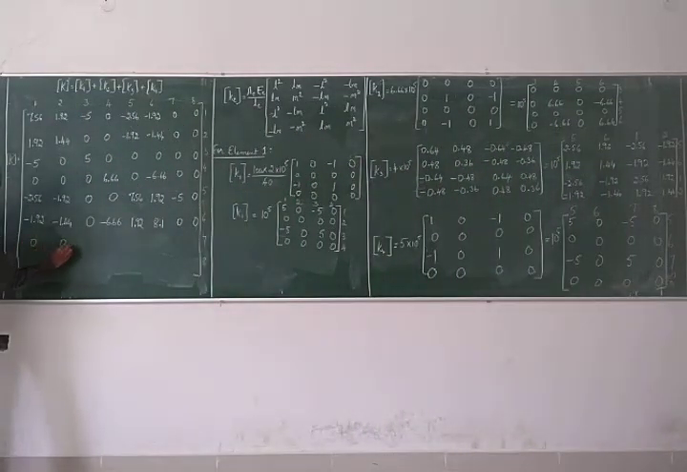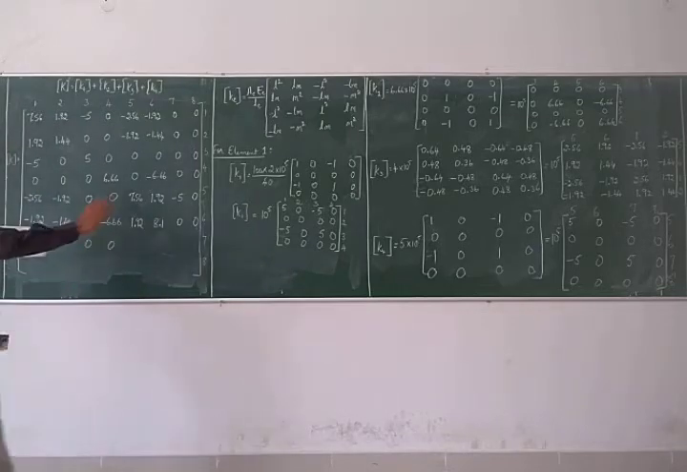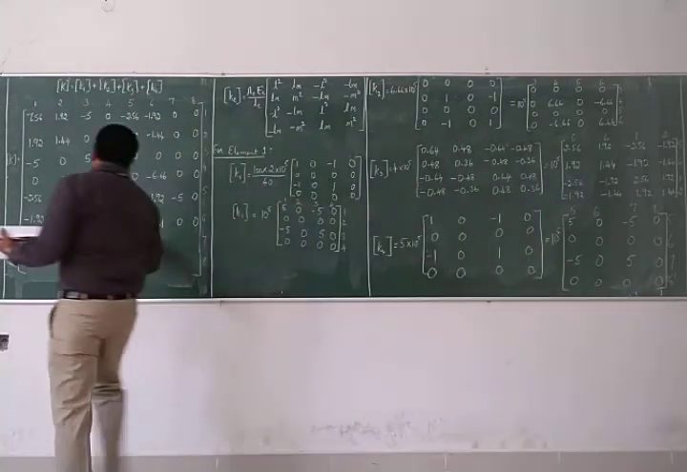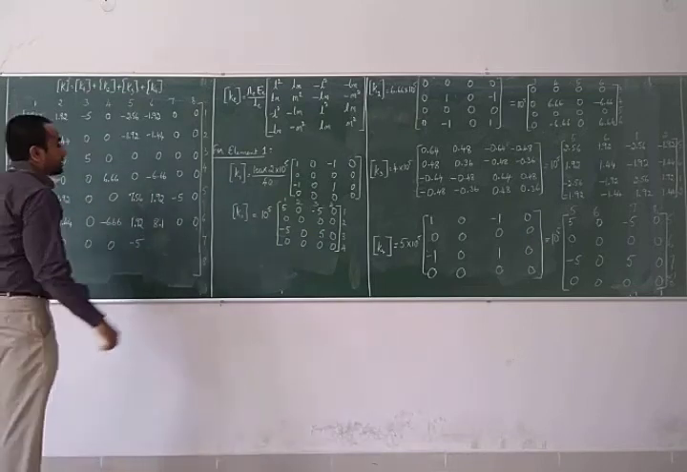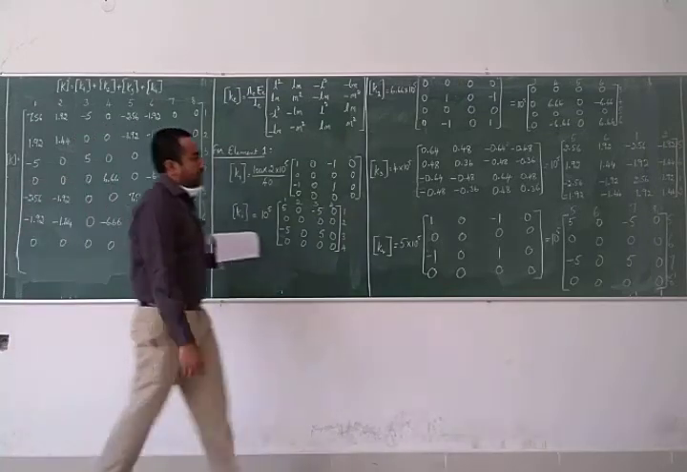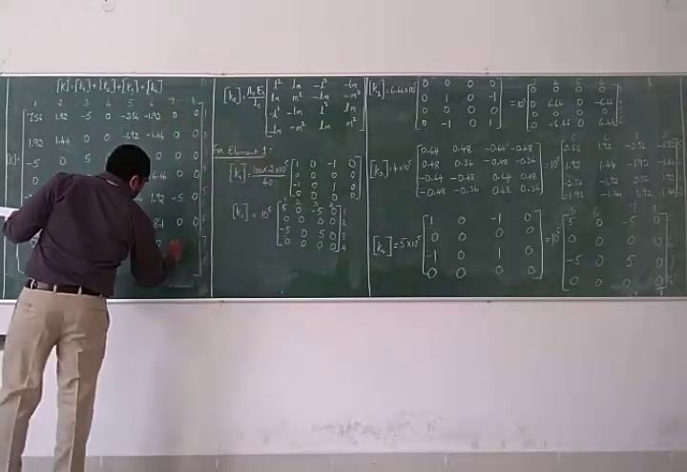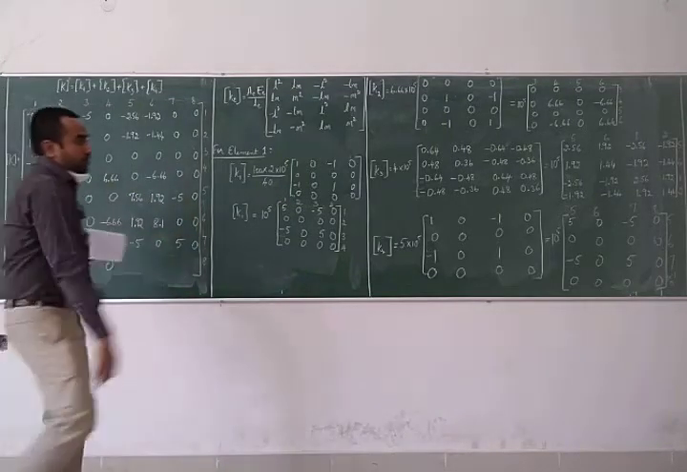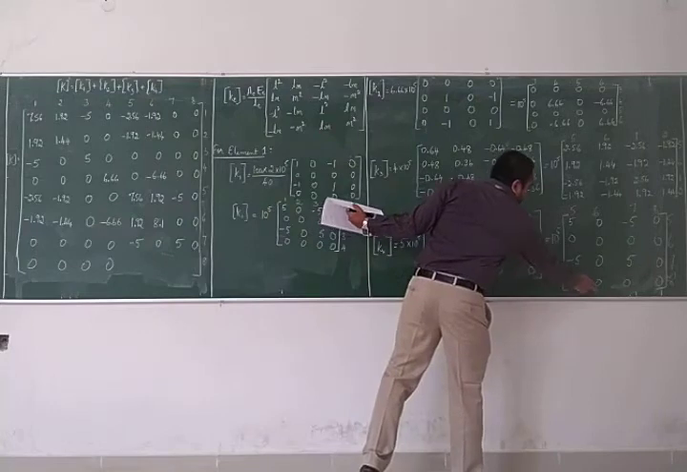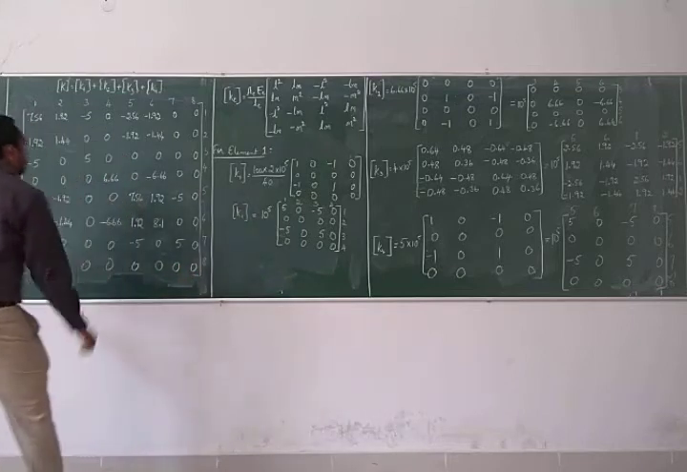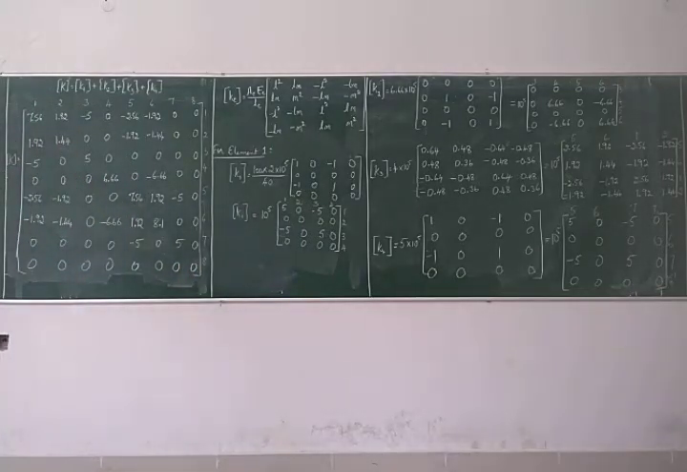This is 0, 1, 2, 3, 4. But for the fifth, again there could be a value. So this is fifth column, seventh row is -5. Sixth column, seventh row is 0. Seventh column, seventh row is 5. Eighth is 0. So similarly, last row is entirely 0, because values pertaining to 5 and 6 are also 0, as well as 7 and 8. So this completes the global stiffness matrix.